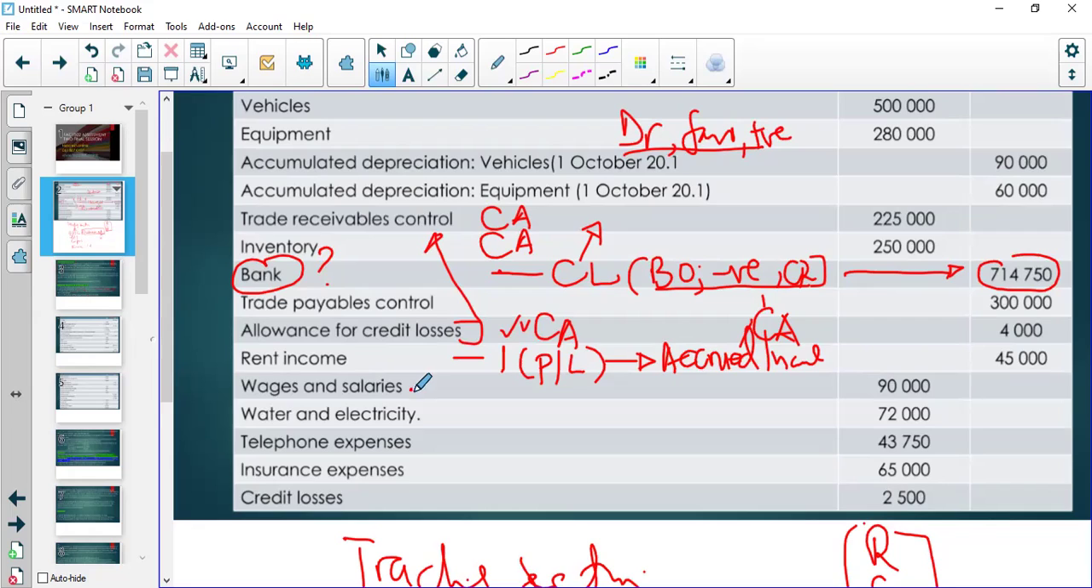Wages and salaries is an expense. Right, we want it. Electricity is an expense. We want it. Telephone expenses is an expense. Insurance is an expense. Credit losses is an expense. Now, these are the things that we're looking to, so that we're going to do an adjustment on that. And after doing the adjustment, then we're going to ask ourselves, how does this adjustment affect our desired amounts? So let us start with the first one.